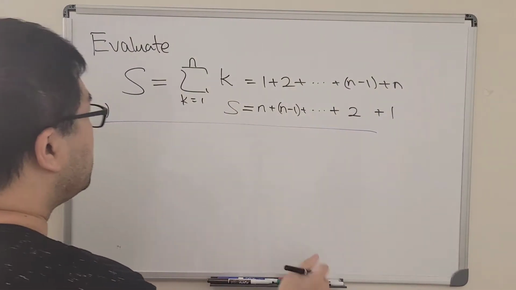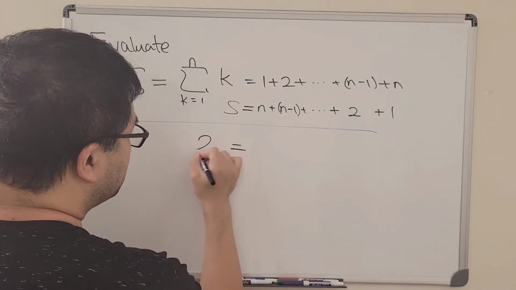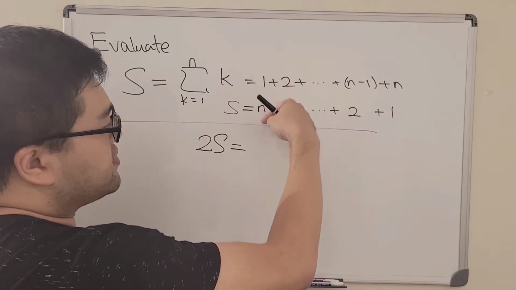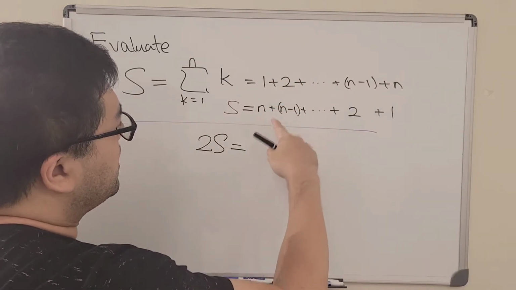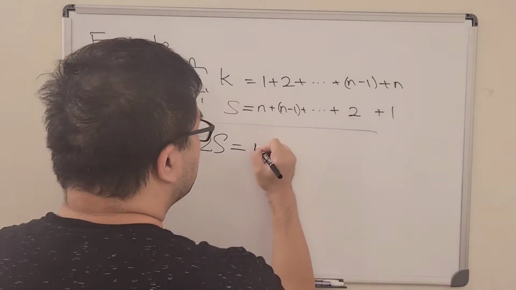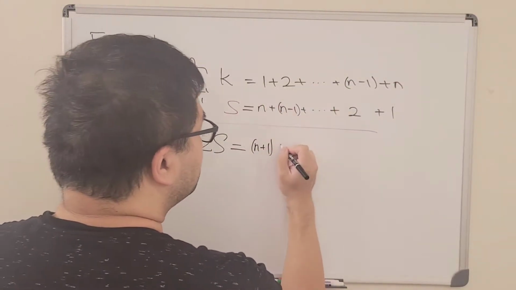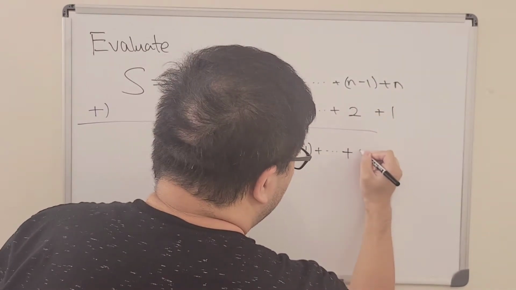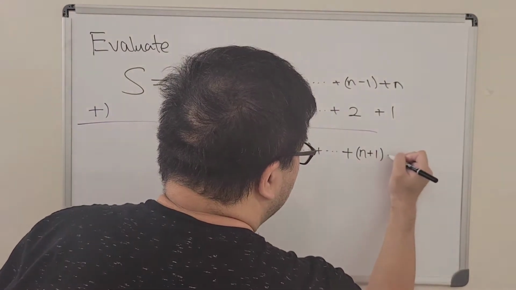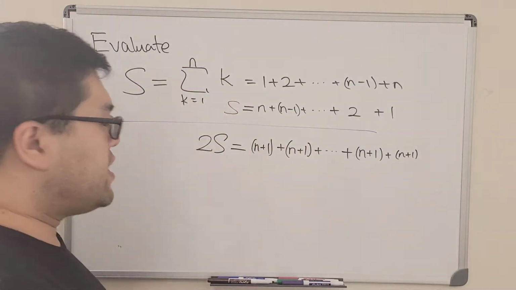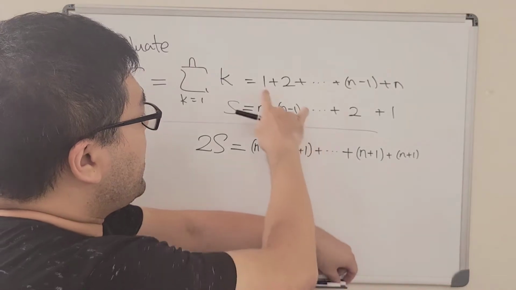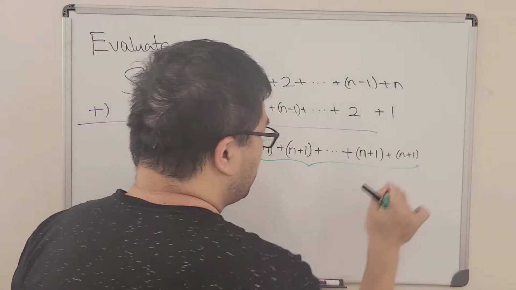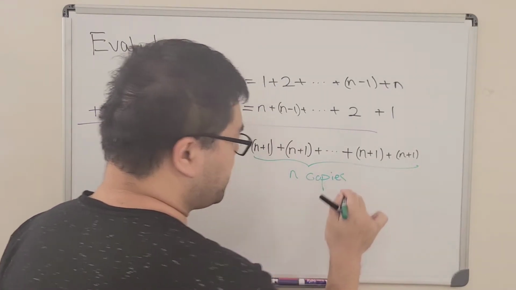So on the left-hand side, we just get S plus S, which is 2S. Nice. On the right-hand side though, now we can add up the same terms together, meaning we add the first terms together, giving us n plus 1. And if we add up the second terms together, it also provides n plus 1. If we keep doing it, we see that eventually all the terms will turn into n plus 1. Now, remember, we said that there are n terms in each sequence. Therefore, here we end up with n copies of n plus 1.